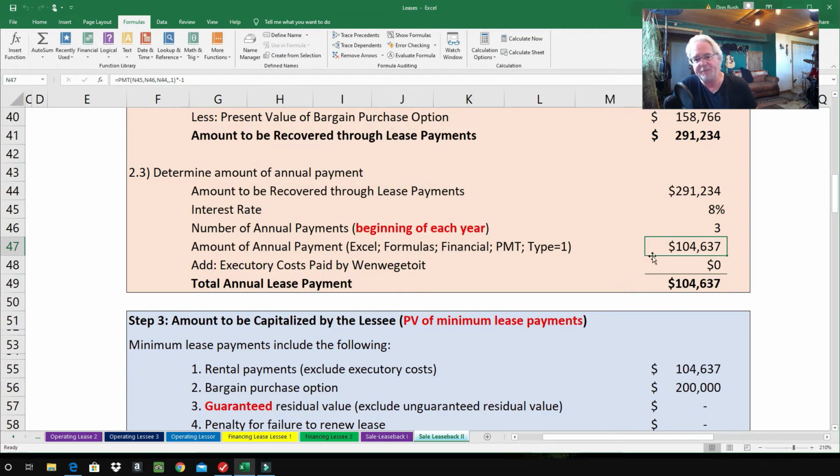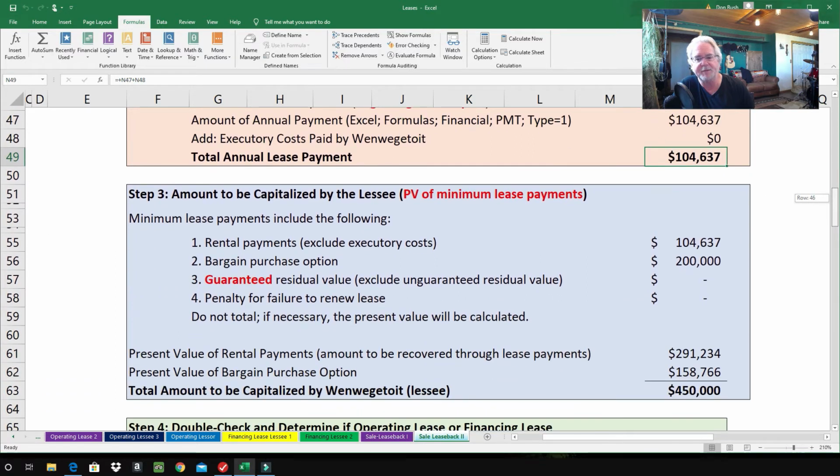So the annual payment is $104,637. Add any executory costs. There are no executory costs with this lease. So the total annual lease payment is $104,637. So coming on down.